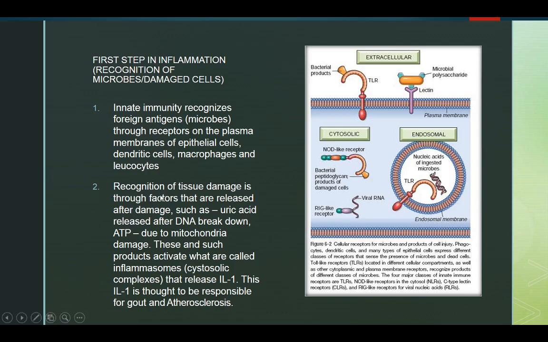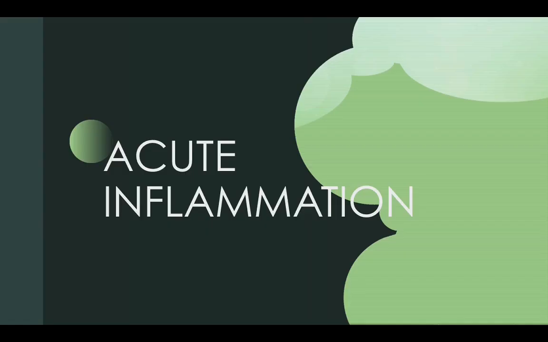Now the second is recognition of tissue damage, which is through factors that are released after damage, such as uric acid, released after DNA breakdown, and ATP due to mitochondrial damage. After mitochondria are damaged, the stored ATP inside them will be released outside. So that can be detected, and these are products which activate the inflammasomes, which are cytosolic complexes. Inflammasomes release interleukin-1. This is thought to be responsible for gout and atherosclerosis. Interleukin-1 is also responsible for fever in the body.